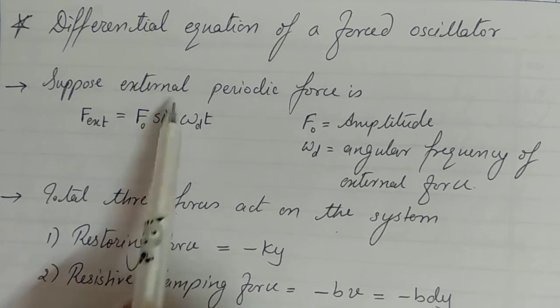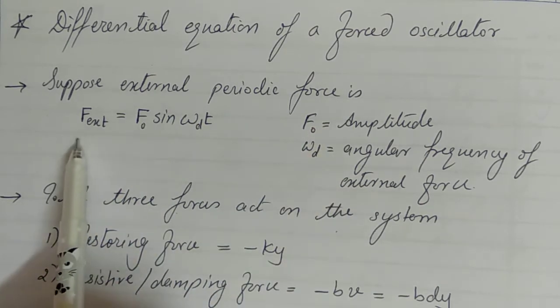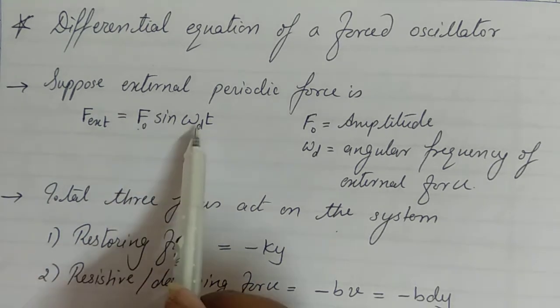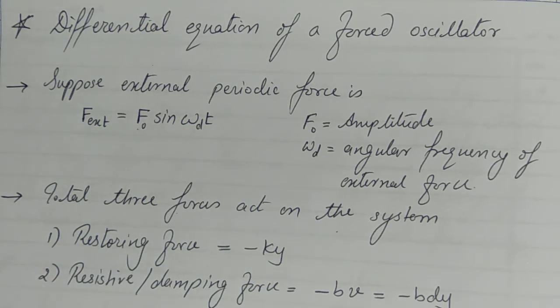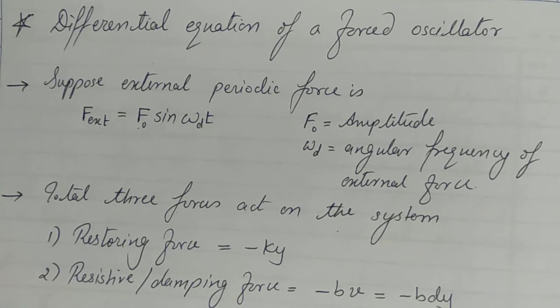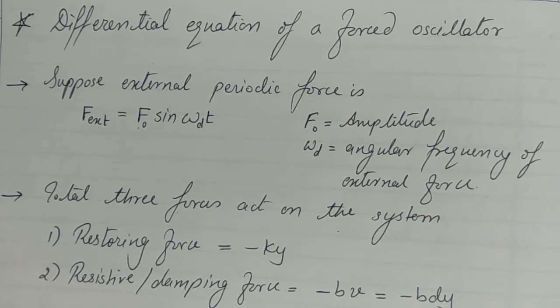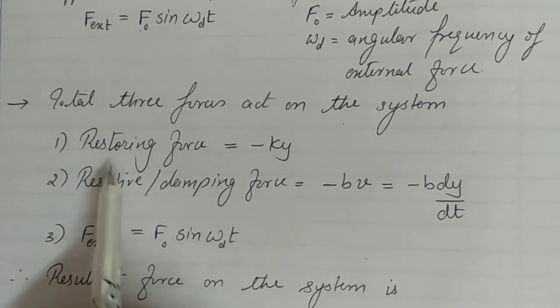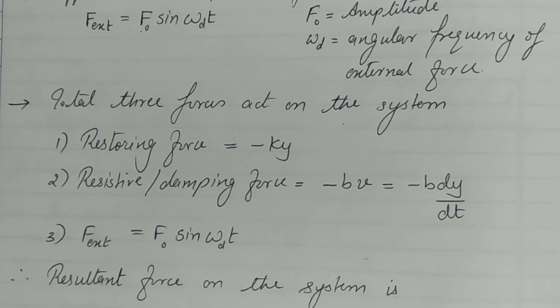Okay. So suppose the external periodic force applied is given by this equation, where F0 is the amplitude and omega d is the angular frequency of the external periodic force. So now we'll see in total how many forces are acting on this oscillator. So see, a total of 3 forces act. First one will be the restoring force of the system.